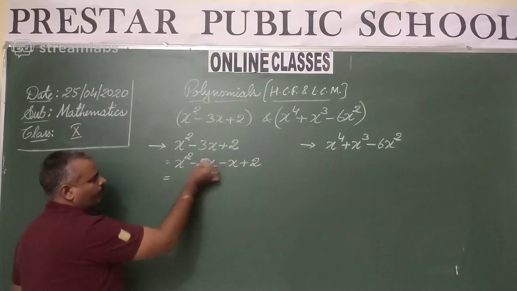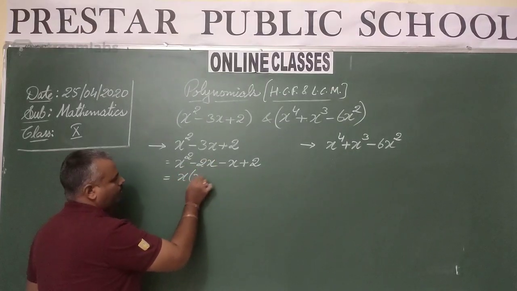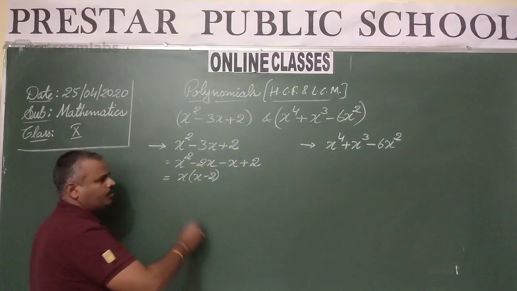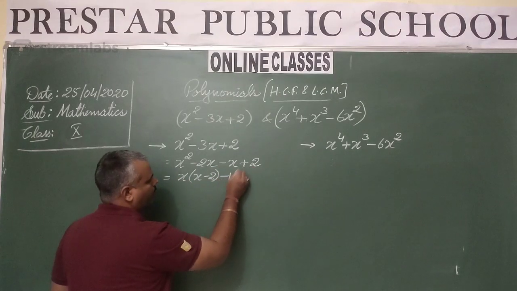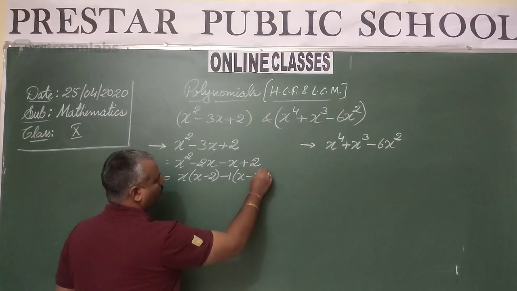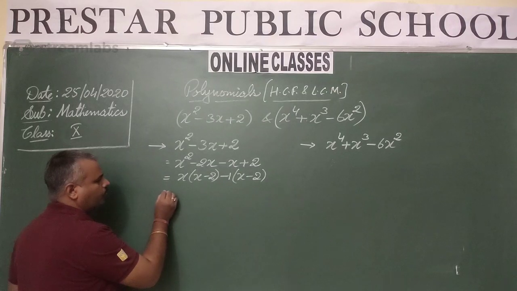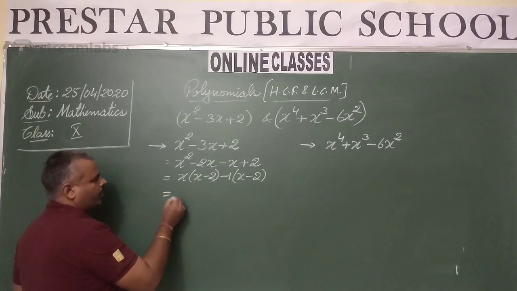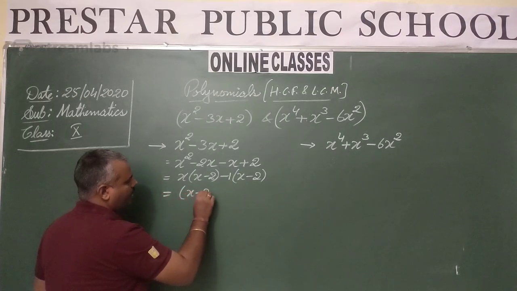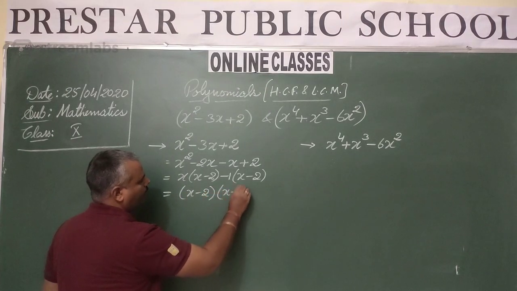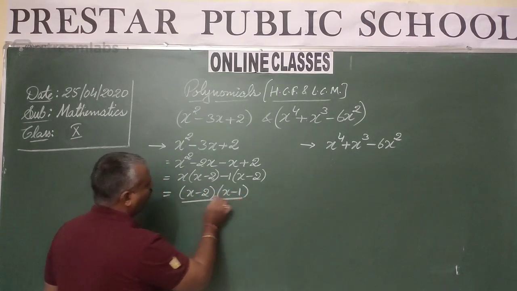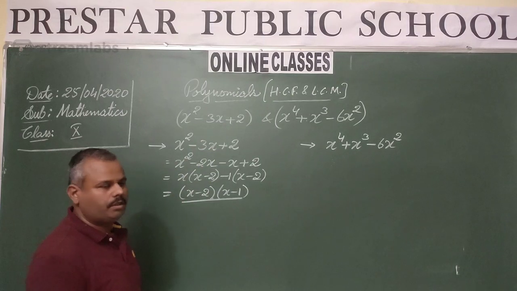Now this x is common here. So you have x minus 2, and here it will be minus 1 common, making it x minus 2. So what are the two factors which we get? It is x minus 2 multiplied by x minus 1. These are the two factors of the first expression.